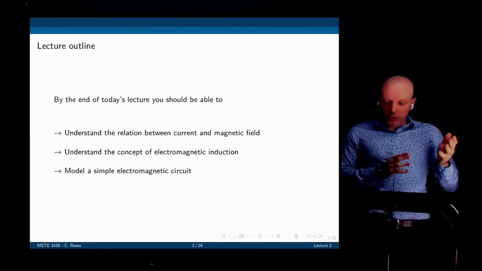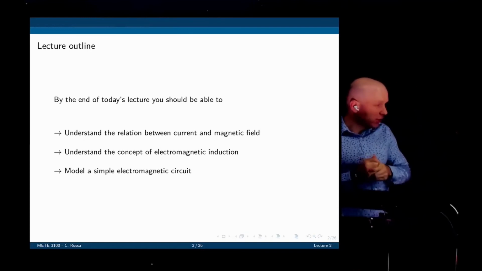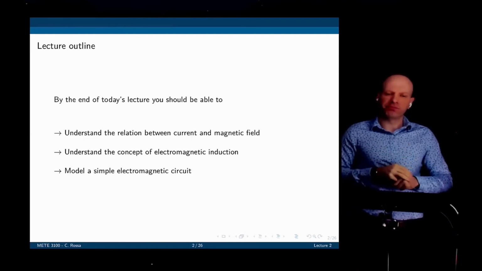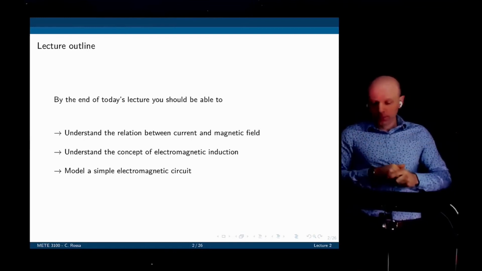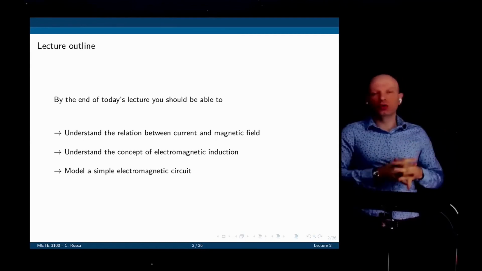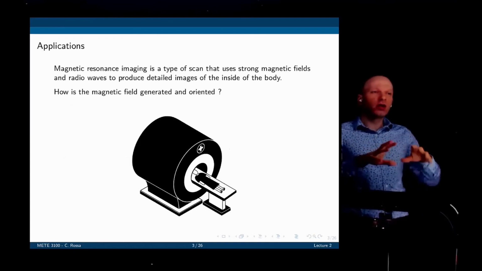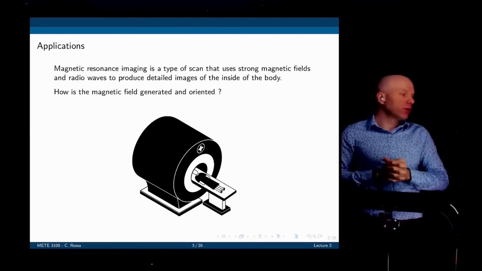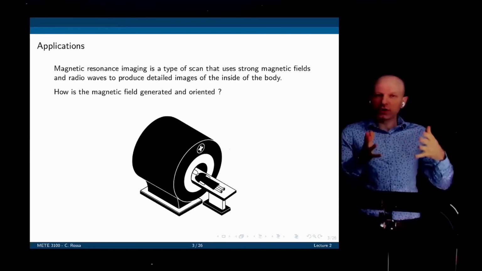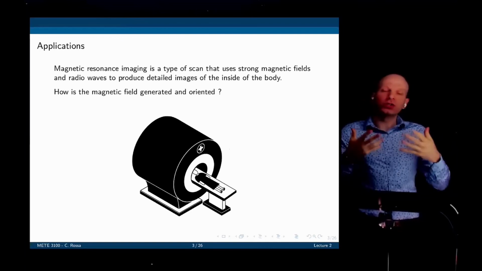So today you're going to look at the relation, for example, between current and magnetic field, understand the concepts of electromagnetic induction and the differences between, say, magnetic induction, magnetic flux density, and the magnetic field itself, and model a simple electromagnetic circuit that will later be used to develop more complex electric machines. So again, for any electric machine, we'll see that there is some use of magnetism there, and we need to study this in detail before we are able to model these machines in detail.